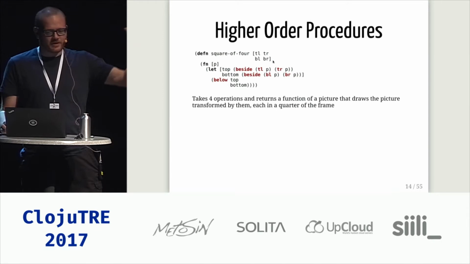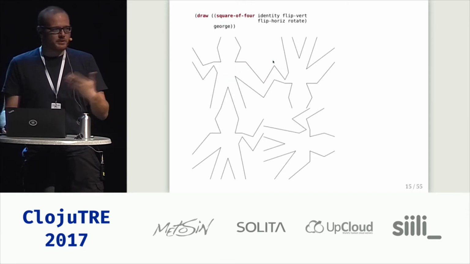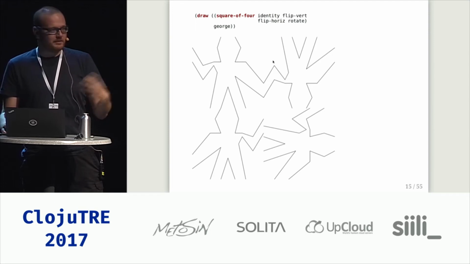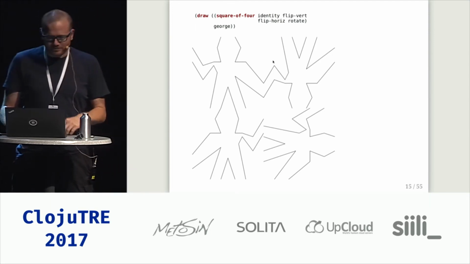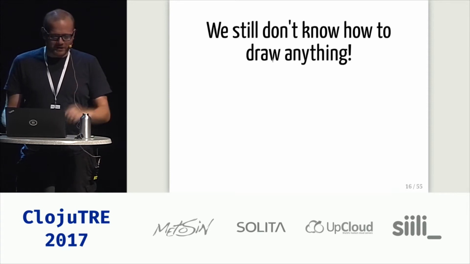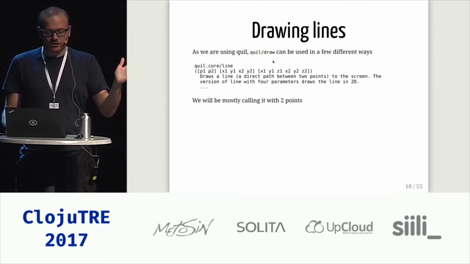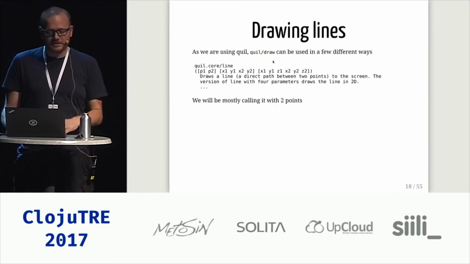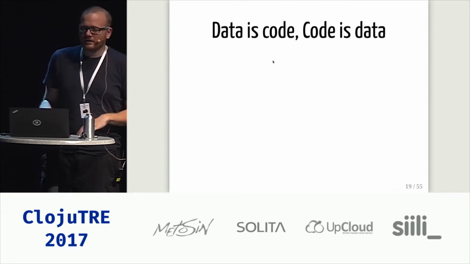But I actually prefer embedded DSLs that are deeply embedded, because if you know Clojure, we can already talk about this. Even by embedding, you gain a lot. You have the whole of Clojure there. So another example, we don't know how to draw anything. So Quil, the drawing framework for Clojure, lets you draw lines. So if we can draw lines, then we can start doing some pictures.